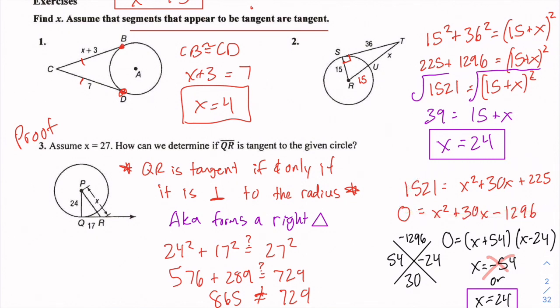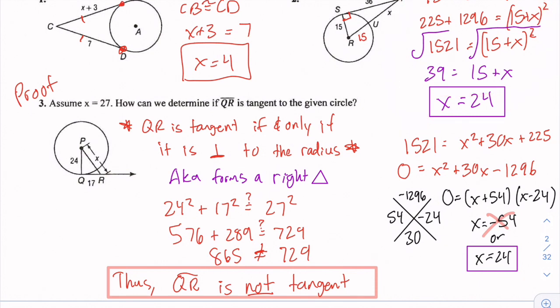So I FOILed this out. When you FOIL out 15 plus x quantity squared, you get this. And then I subtract 1521 over. Now I have this here. And then you do your x method. And obviously, we all know 54 times negative 24 equals negative 1,296, and conveniently adds up to 30. And then you do your factoring here, and x equals 24 as well. Okay, either way, they both work. Don't worry too much about it. That's a pretty tricky thing, so I won't put that on the test.